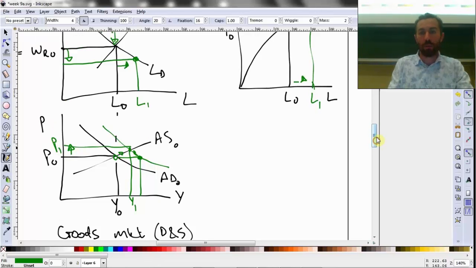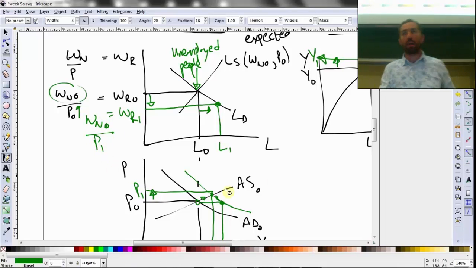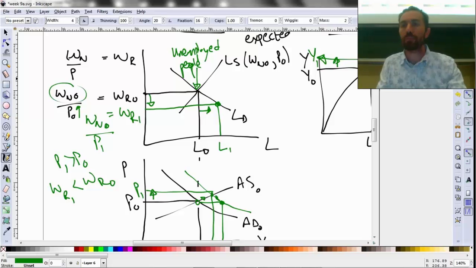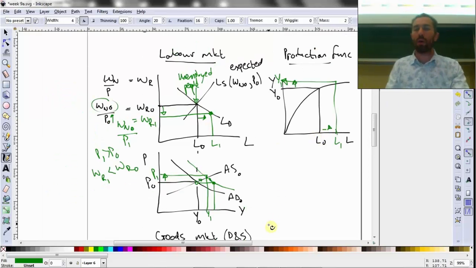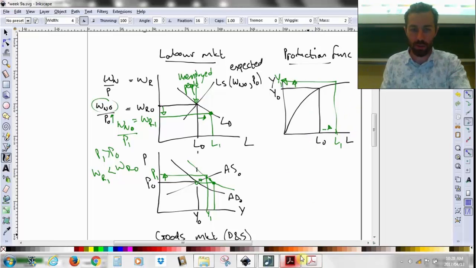With those higher prices, we are essentially at a lower real wage, WR1, which is equal to our initial nominal wage, WN0, divided by now higher P1. So P1 is greater than P0, therefore WR1 is less than WR0. Okay, so that's a brief recap of what we discussed, maybe not yesterday, but the day before, and similarly we did discuss something about it yesterday.